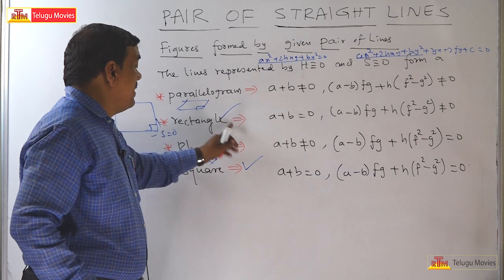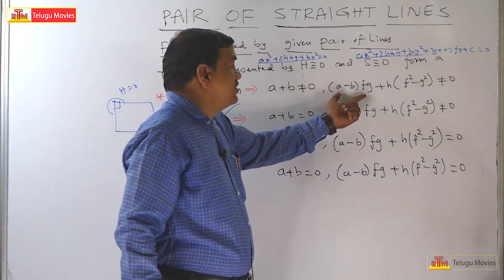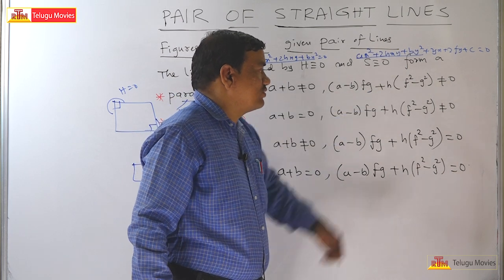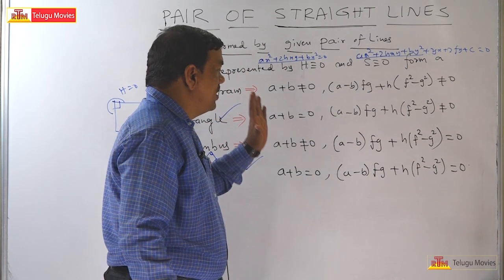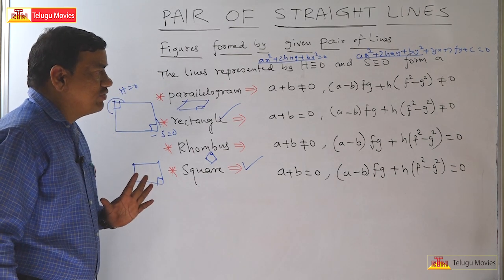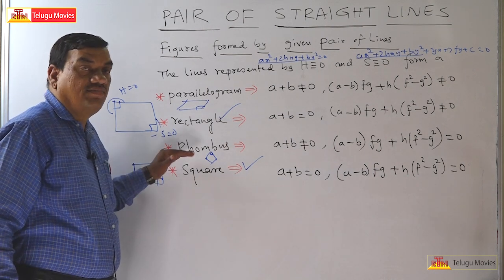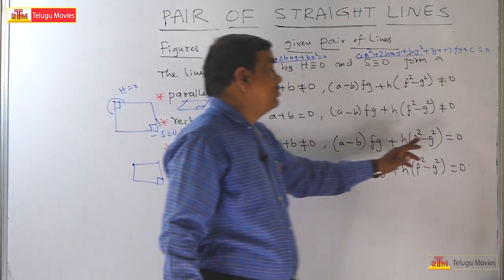For parallelogram and rectangle, A minus B into FG plus H times F square minus G square is not equal to 0. For rhombus and square, it is equal to 0.